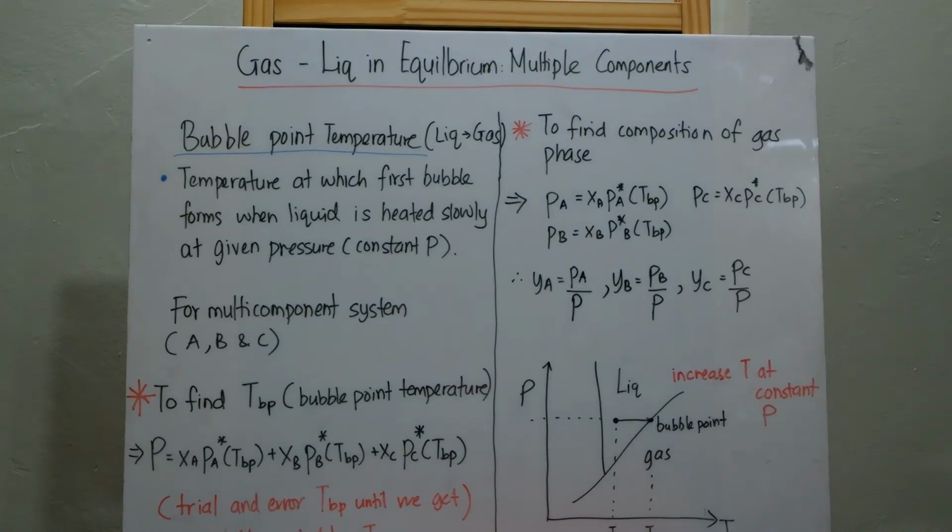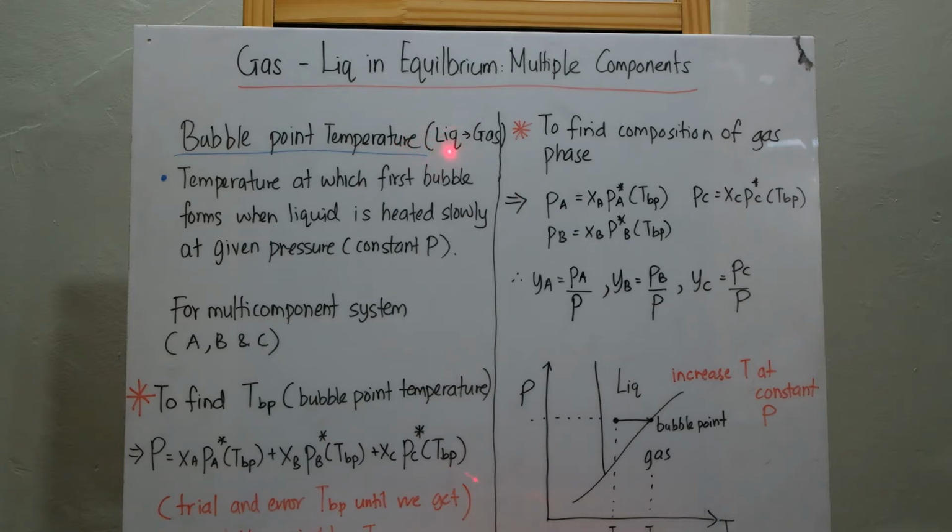Welcome to part 4. Part 4, multiphase system. So we are still in gas liquid in equilibrium for multiple components. In part 4, we will look at how to find bubble point temperature, bubble point pressure, dew point temperature and dew point pressure.